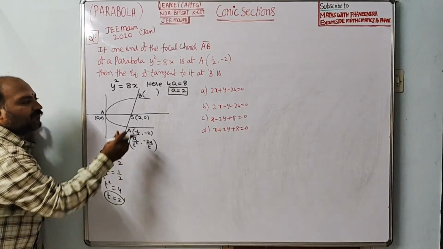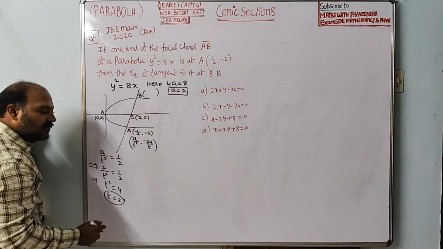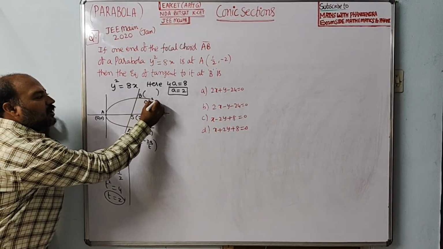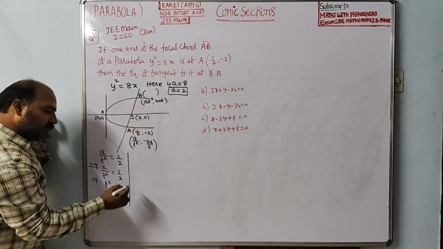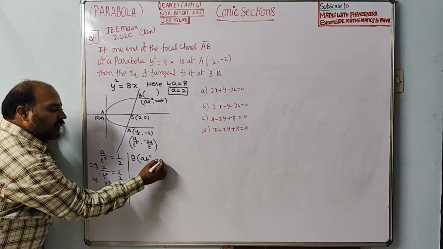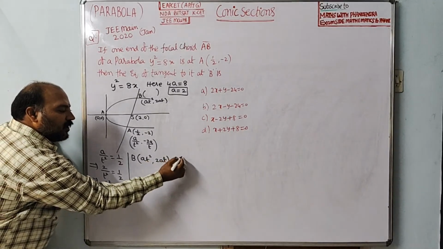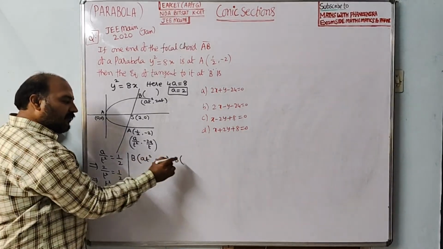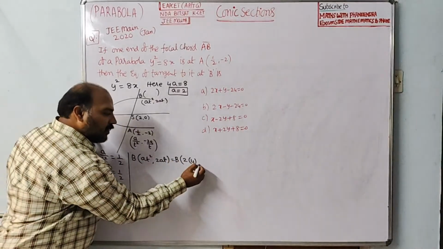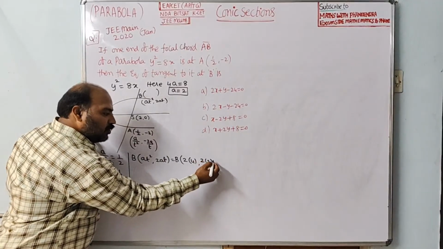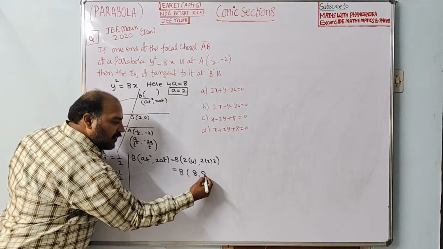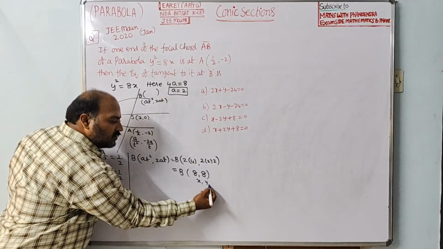Because we want to calculate this point, t positive itself. So here the other point is a t square comma 2a t only. So B point is a t square comma 2a t. A value 2, t square means 4, comma 2 into a value 2, t value 2. So B is 8 comma 8. This is x1, this is y1.